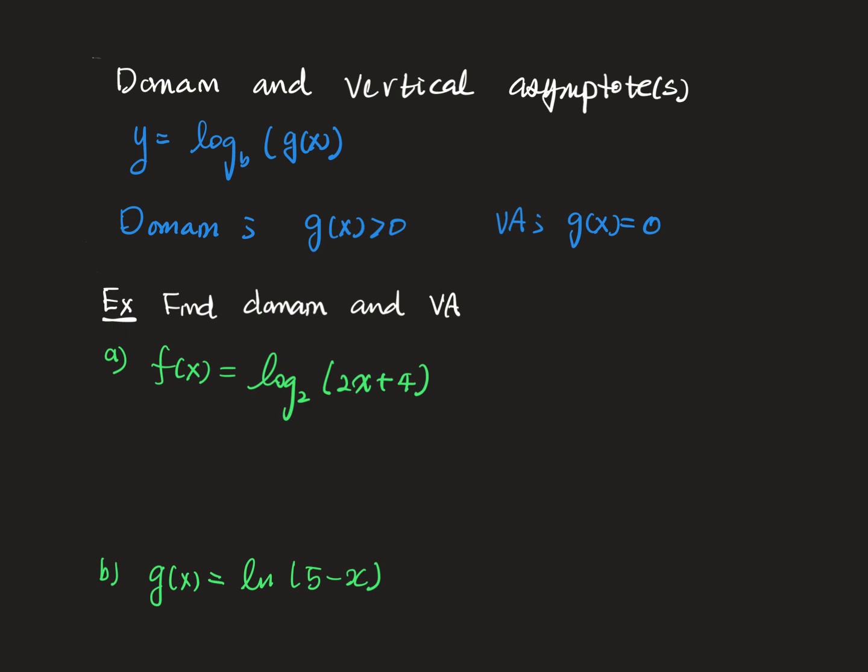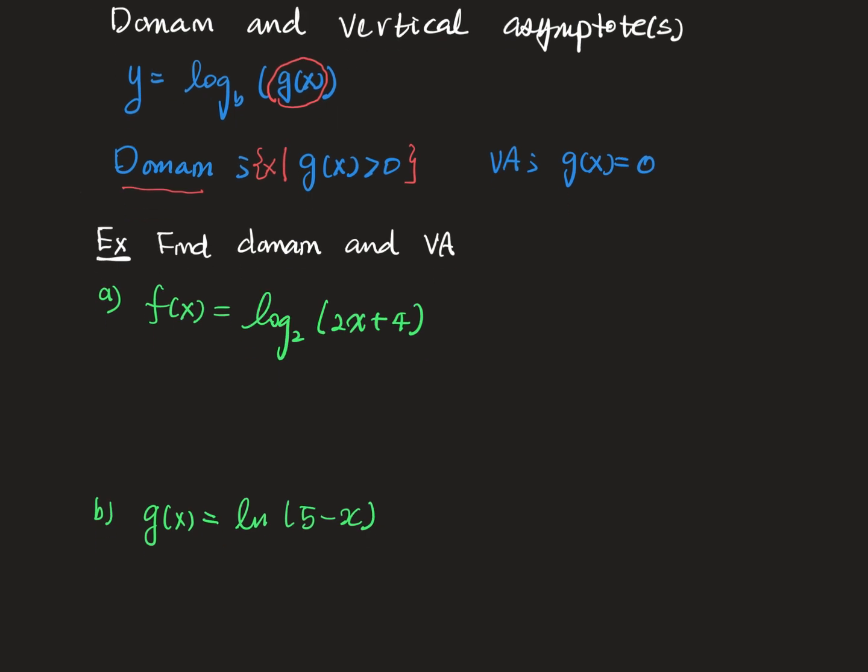We use the graph to find the domain and vertical asymptote, but without a graph, how can we find the domain of a log function? Here is the idea, guys. y equals log base b of g of x. Then we find the domain: g of x is greater than 0. We find all the x values where g of x is greater than 0. For the vertical asymptote, we solve the equation g of x equals 0. Then we find the vertical asymptote, okay?